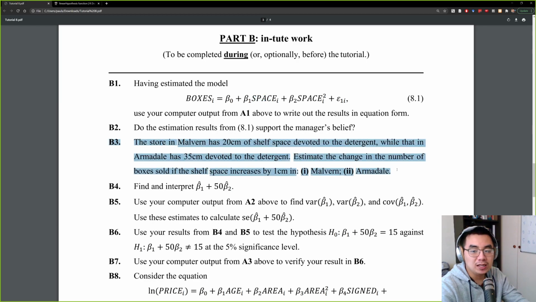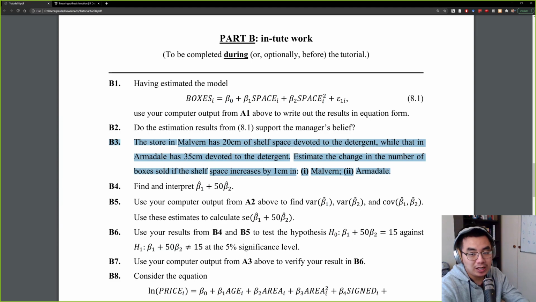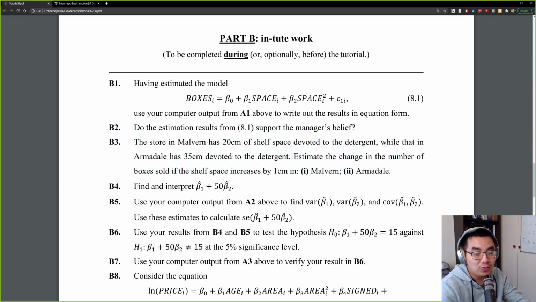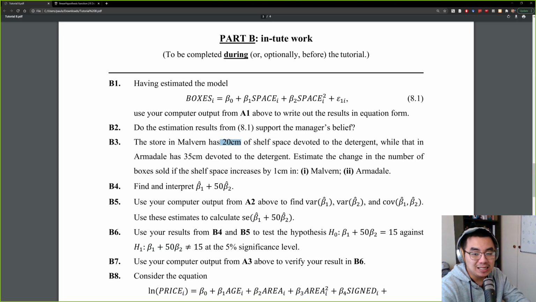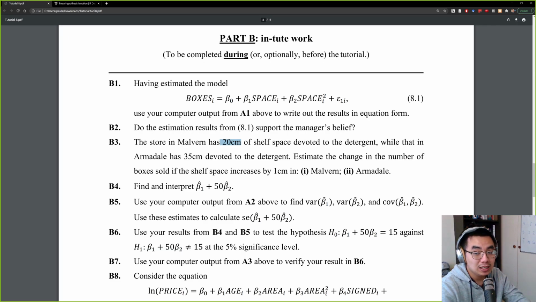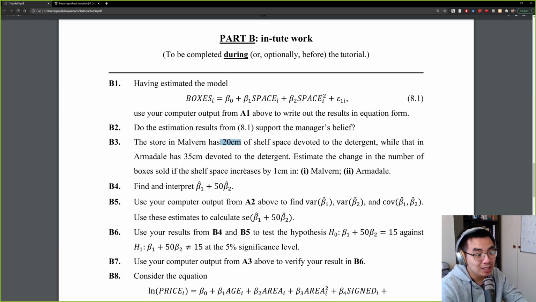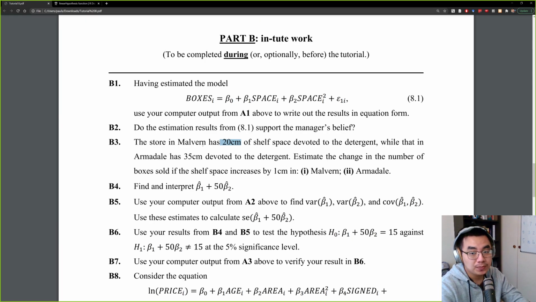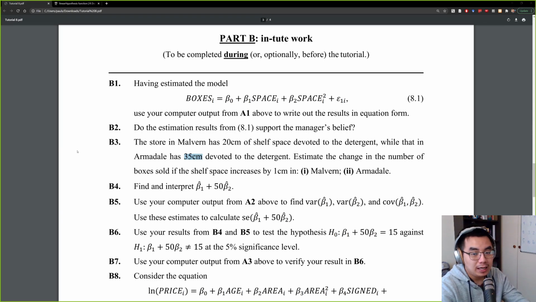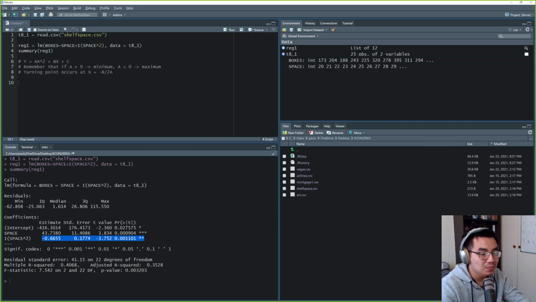Let's have a look at B3. And what I want to do in B3 is look at how we calculate marginal effects and look at exact and approximations. So the question here is basically that a store in Melvin has 20 centimeters of shelf space devoted to detergent, and it wants to estimate the change in the number of boxes sold if the shelf space increases by 1 centimeter in Melvin, so from 20 to 21, and then in Armadale, which would be from 35 to 36, all right? And of course, the changes will not be the same because of that non-linear relationship between space and boxes.